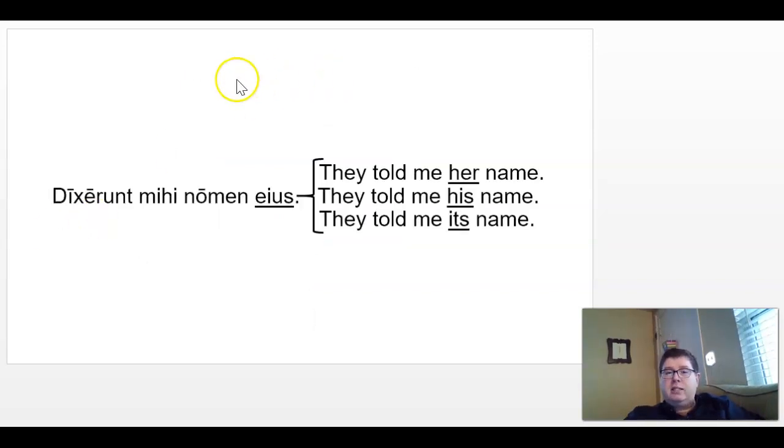So let's say you were to see a sentence, Dixerunt mihi nomen eius. Now, in Latin, it'll be clear who the eius is. But in theory, just in isolation, Dixerunt mihi nomen eius can mean they told me her name, his name, or its name, because eius is the same for all three genders. It's ambiguous, and we're going to rely on context in order to know how to translate it, and we will get that context.